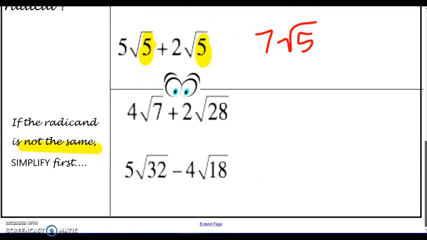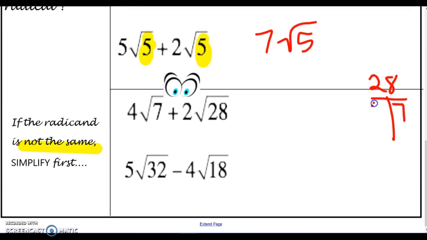Now, oh goodness, I see big eyeballs. Well, what happens here? Are they the same? They're not the same. So therefore, we've got to make them the same if possible. If not, we just leave them next to each other. Okay, so let's look. This is 4 square root of 7 plus 2 times the square root of 28. Well, 7 doesn't break down, but 28 can. So I'm going to think, does 7 go into 28? The answer is yes, it does.